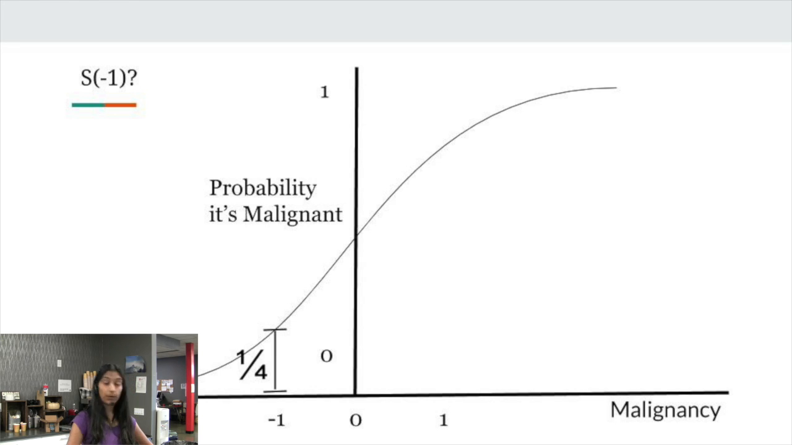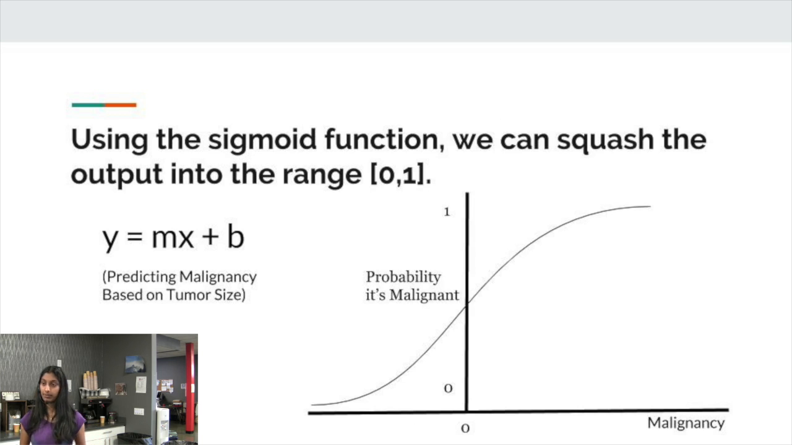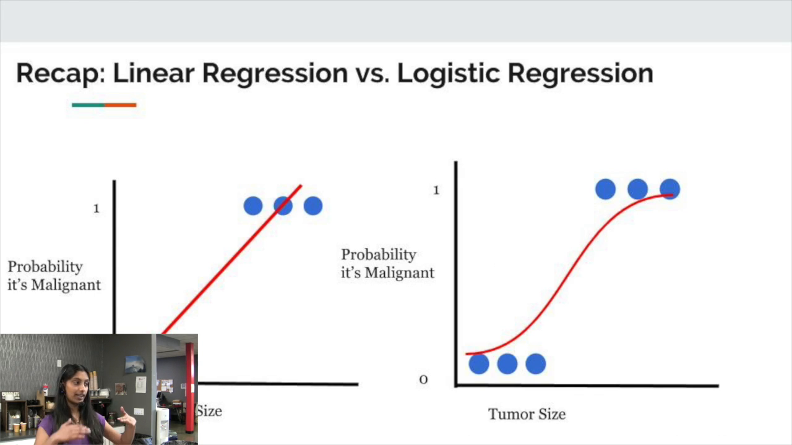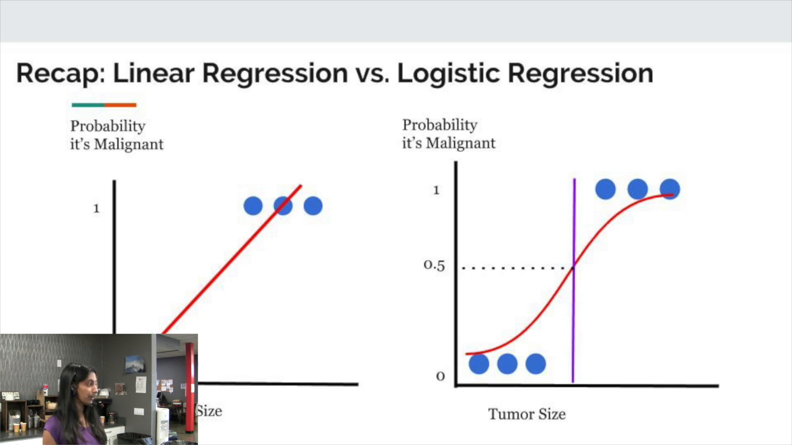So to recap the differences between linear regression and logistic regression, linear regression is just a straight line. It's just y equals mx plus b, and you're trying to optimize the w and the b to get the minimum loss. But logistic regression is a curve. You're trying to get a curve to classify as well as possible, and this curve never goes above 1 and never goes below 0, because that's how probabilities work.